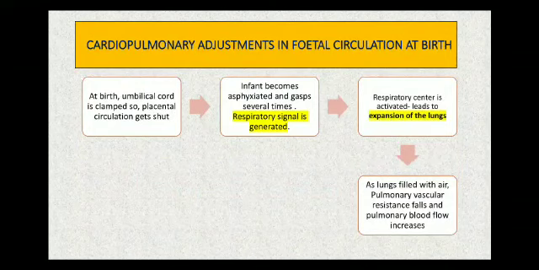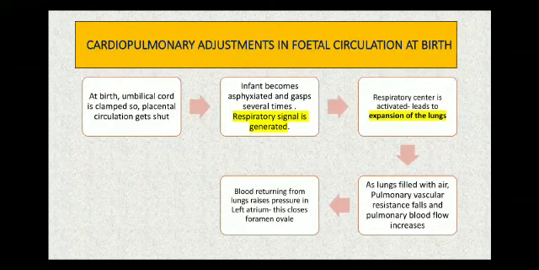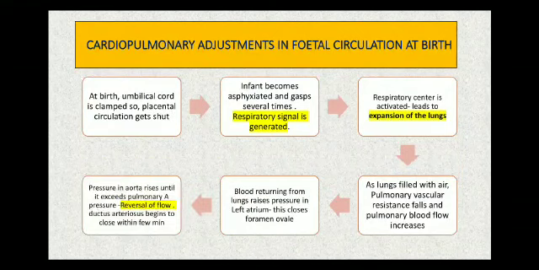As the lungs fill with air, pulmonary vascular resistance falls and the pulmonary blood flow increases. Now there is blood that is coming in the left atrium from the pulmonary veins also. So the pressure in the left atrium will rise. That will become more than the right atrium. That will close the foramen ovale. The pressure in aorta will now rise and keep on rising until it exceeds the pulmonary artery.